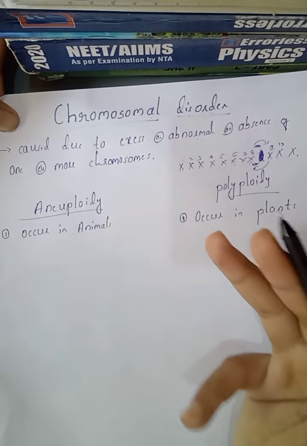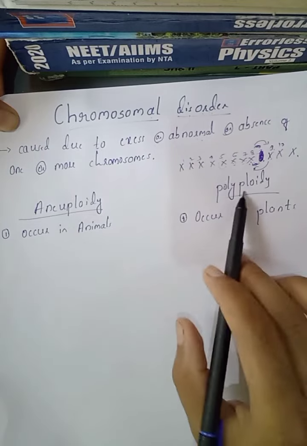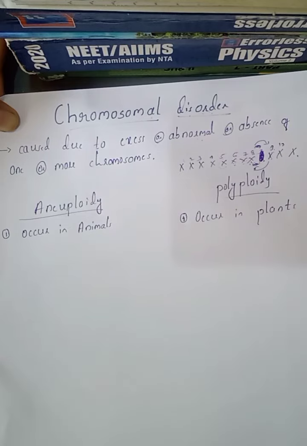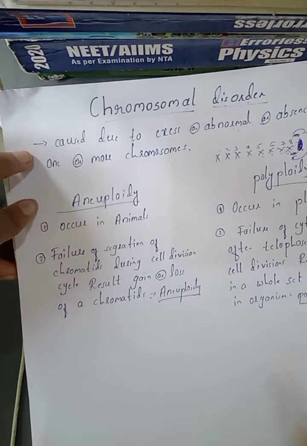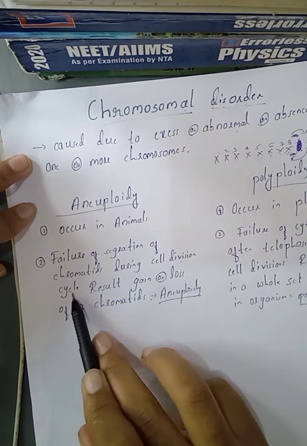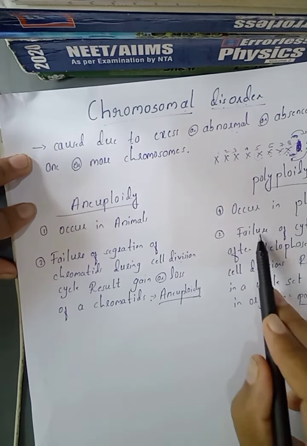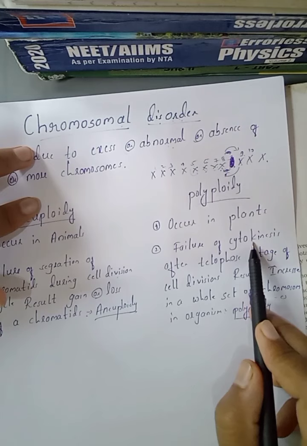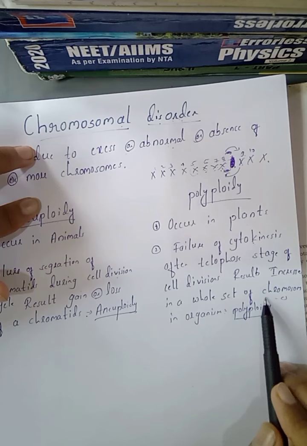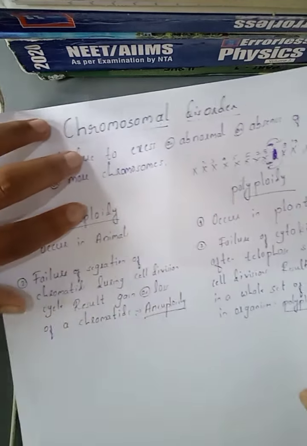In chromosomal disorders, there are two important terms: aneuploidy and polyploidy. Aneuploidy occurs in animals, and polyploidy occurs in plants. These occur at the time of cell division. Aneuploidy is the failure of segregation of chromatids during cell division or of a cell cycle, resulting in gain or loss of a chromatid. Failure of cytokinesis after the telophase stage of cell division results in an increase of the whole set of chromosomes in an organism, that is polyploidy. I will explain how it is in an easy way.